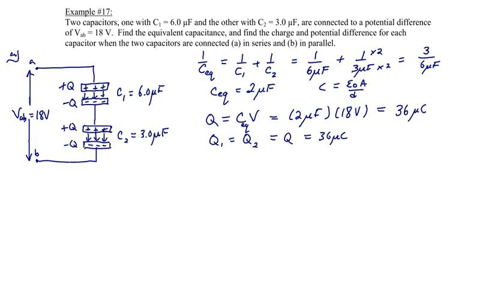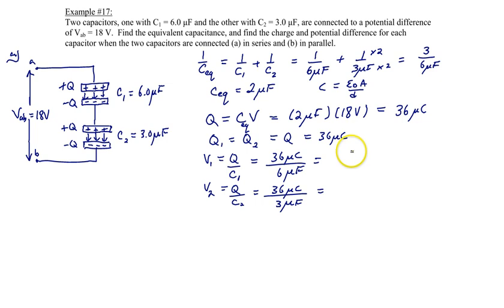Now we have to find the voltages. We use the same formula, V equals Q divided by C. For voltage 1, we use C1: 36 microcoulombs divided by 6 microfarads. We do a similar thing for the second capacitor in series: Q divided by C2, so 36 microcoulombs divided by 3 microfarads. That gives you 6 volts for the first one, and 12 volts for the second one.